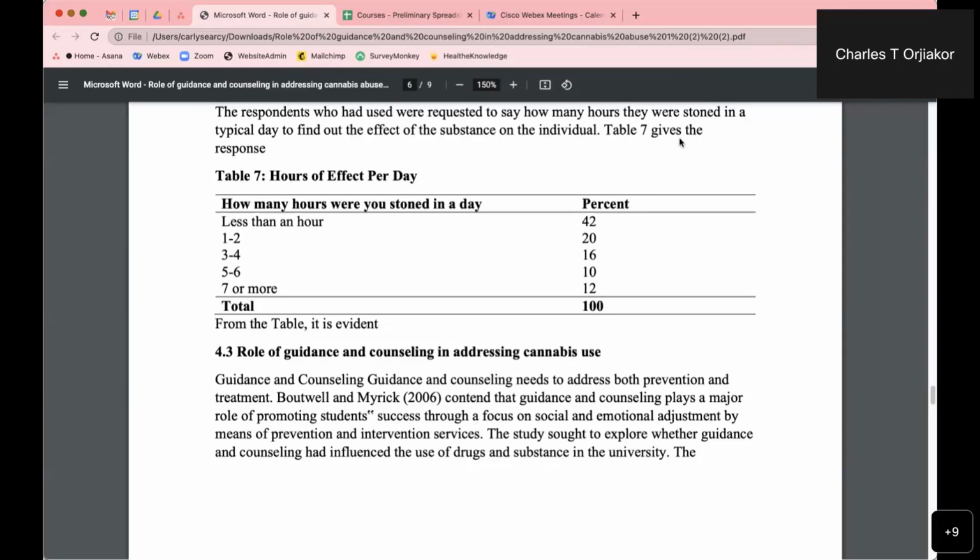Yes, I just wanted to clarify on table seven. Surely I used only the percentage. This was only targeting the ones who had already honestly said that they were using. It actually focused only on the people who are using cannabis. So that percentage is focused on the 34 who had said that they were using. So it's not the whole population of those who are using and not using it.